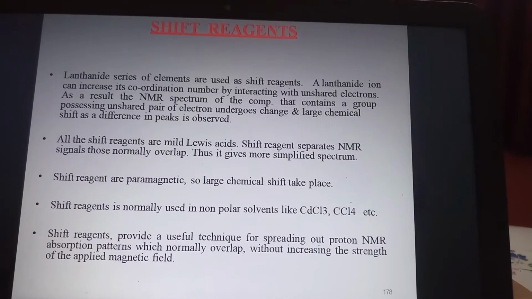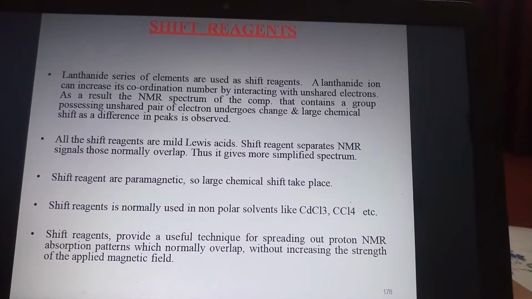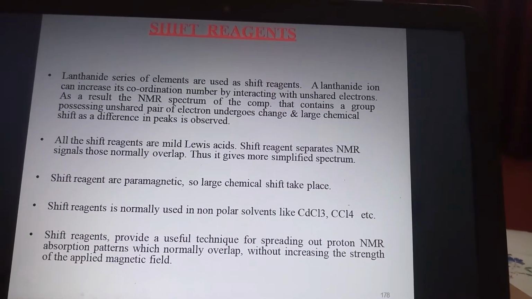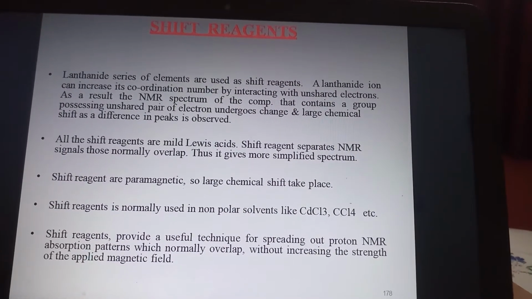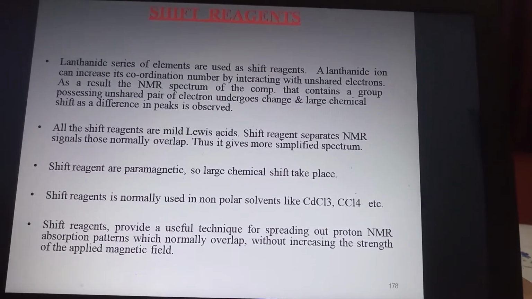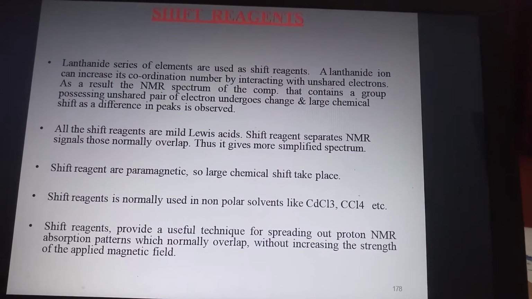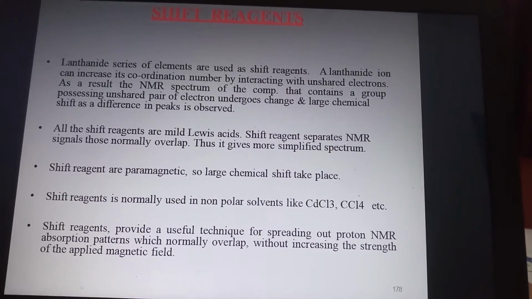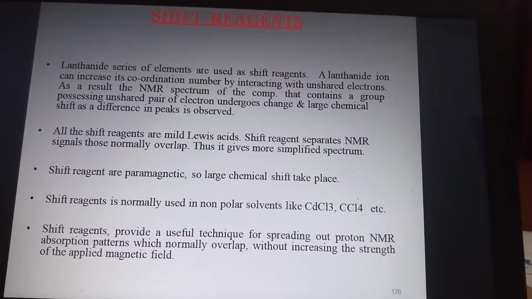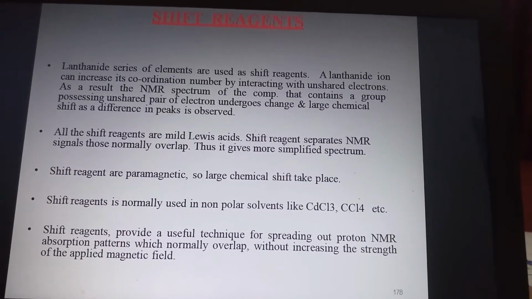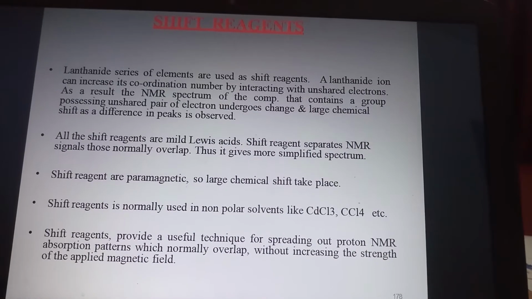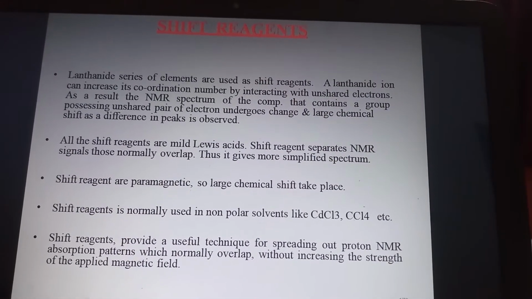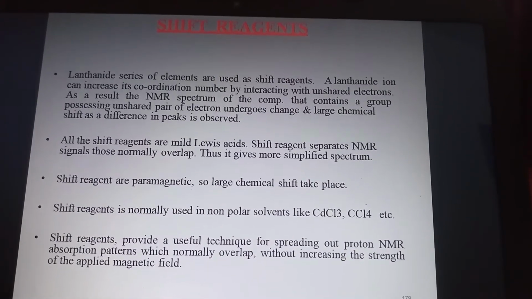All the shift reagents are mild Lewis acids. Shift reagents separate NMR signals that normally overlap. Thus, it gives a more simplified spectrum. Shift reagents are paramagnetic, so a large chemical shift takes place. Shift reagents are normally used in nonpolar solvents like CDCl3 or CCl4, etc. And shift reagents provide a useful technique for spreading out proton NMR absorption patterns which normally overlap, without increasing the strength of the applied magnetic field.